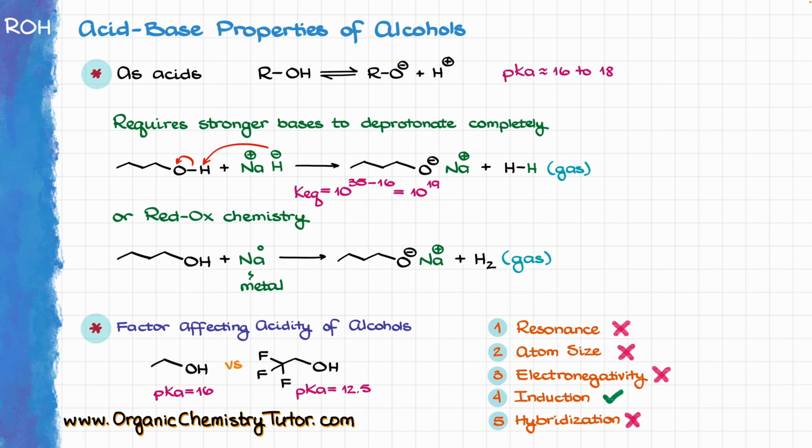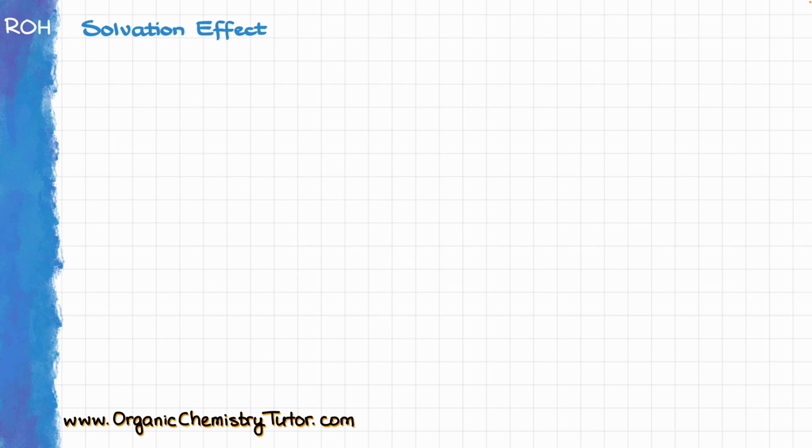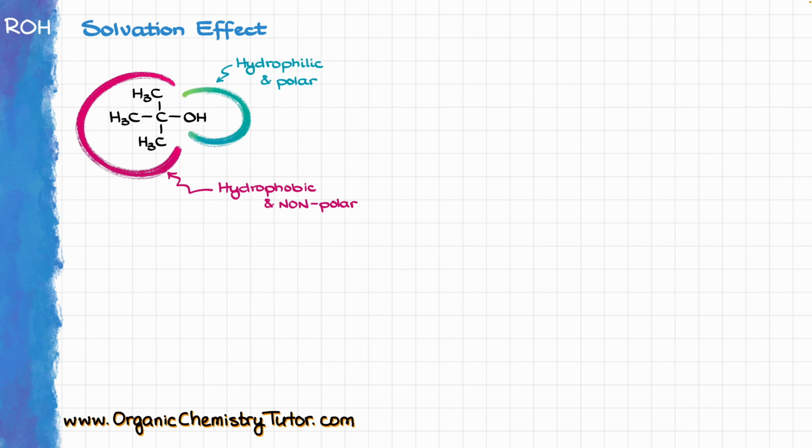But for the alcohols themselves, as I've mentioned, we are just looking at the OH connected to an sp3 hybridized carbon, so neither resonance, atomic size, electronegativity or hybridization will play any role there. And while I'm talking about the different factors affecting alcohol acidity, I do want to talk about the solvation effect. So remember this picture from before?